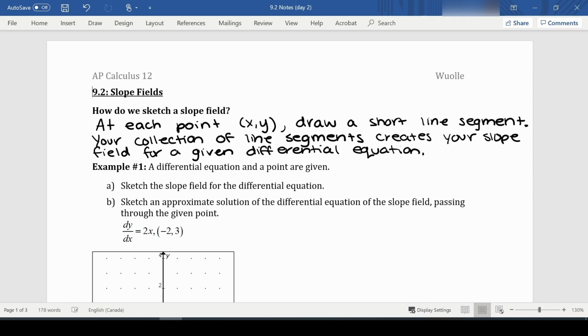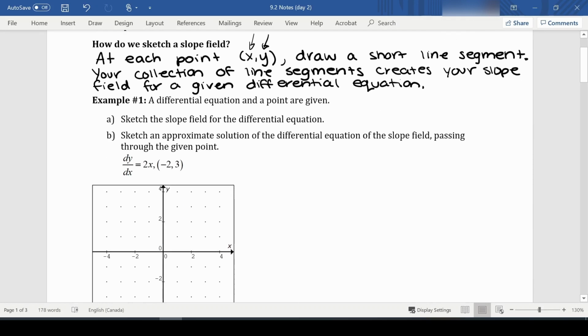Now you might be asking, how do I determine my slopes? Well, your slopes are determined by your differential equation. If your differential equation has just x's, then at each point x, y, you just need the x coordinate, plug that into your differential equation, and that will give you the slope at that given point. If your differential equation has both x's and y's, you need to plug in the x and y coordinates of every point separately and get a new slope for each point. Okay, so we're going to try one here, and hopefully this will help make sense out of slope fields.